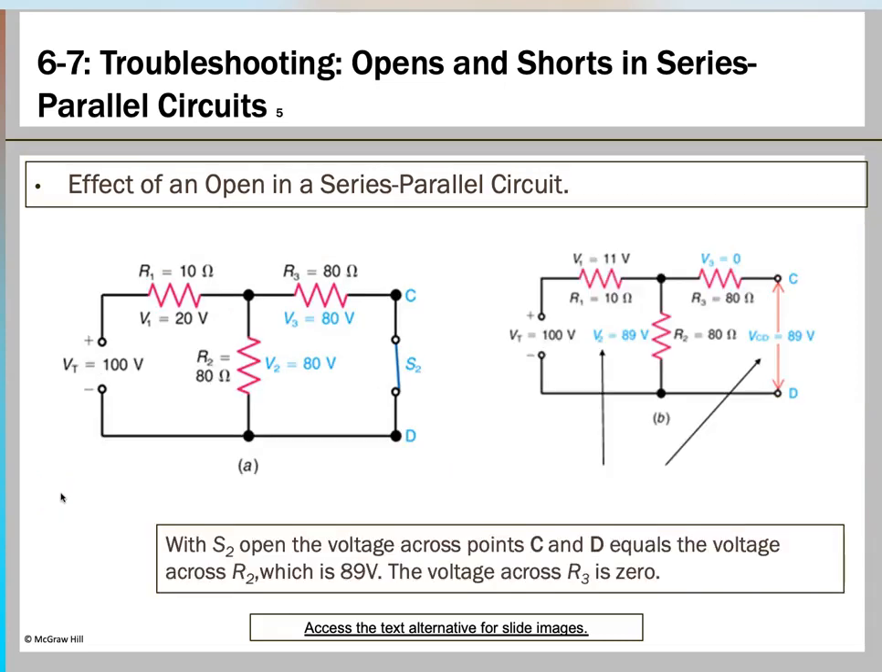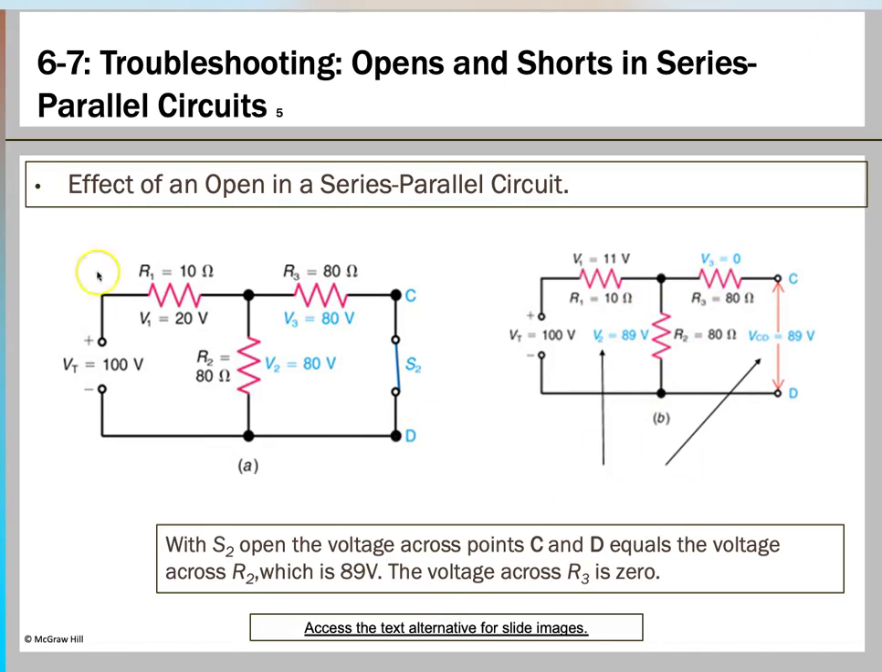Now let's see next. The same circuit which you saw previously, and you see here the output voltage across VCD is 89 volts. So with S2 open, the voltage across points C and D equals the voltage across R2, which is 89 volts. Across R2 the voltage is 89 volts, and the same will appear here. The voltage across R3 is going to be 0.